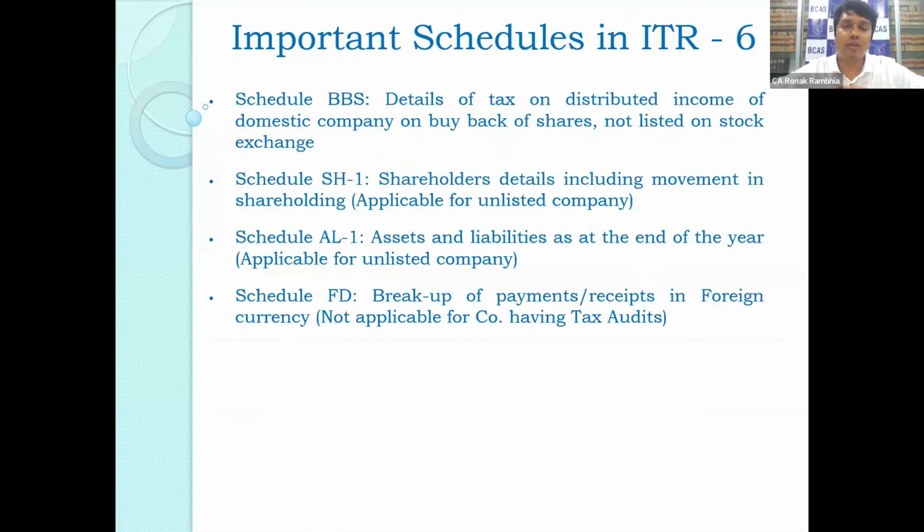Now, some specific schedules in ITR 6: the schedule BBS, that is the details of tax on distributed income of a domestic company on buyback of shares not listed on a stock exchange. Then there is schedule SH1, which is the shareholders' detail, where you have to mention the movement in the shareholding. This is again applicable for unlisted companies only. Then there is schedule AL1, that is the asset and liability schedule at the end of the year for unlisted companies, and schedule FD. This is not applicable for companies having a tax audit. So if the company is having a tax audit, then this is not applicable.